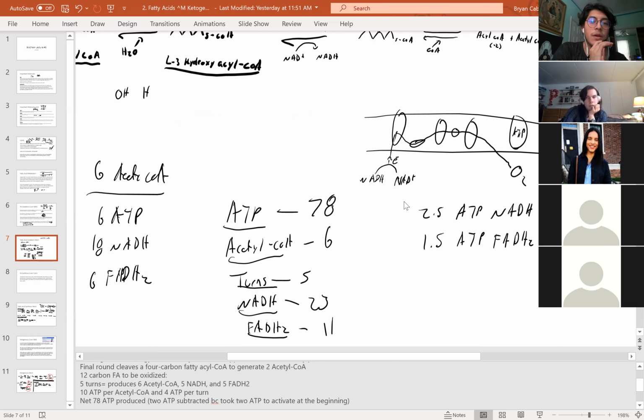You guys remember what that was? We talked about it earlier today. Creates a radical, did you say? Yes, a radical. And then glutathione and then NADPH.